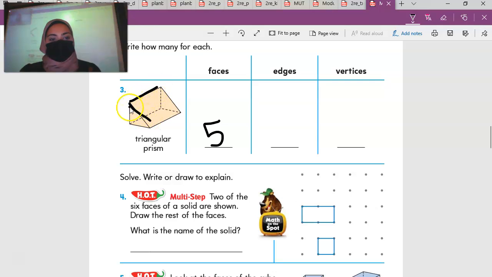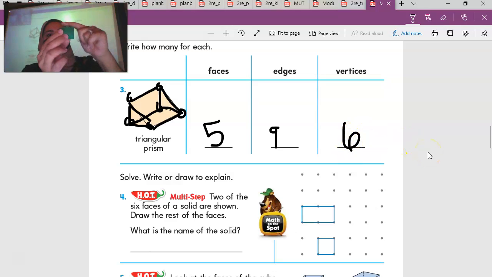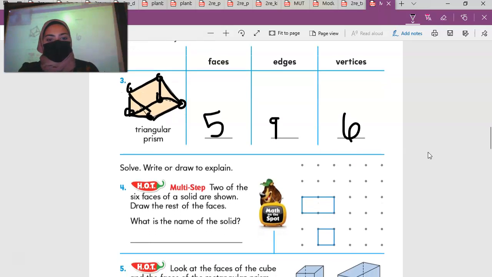Now, how many edges does it have? 1, 2, 3, 4, 5, 6, 7, 8, 9. I'm going to count that again. 1, 2, 3, 4, 5, 6, 7, 8, 9. Okay. All right, vertices, how many? 1, 2, 3, 4, 5, 6. 6 vertices. All right.